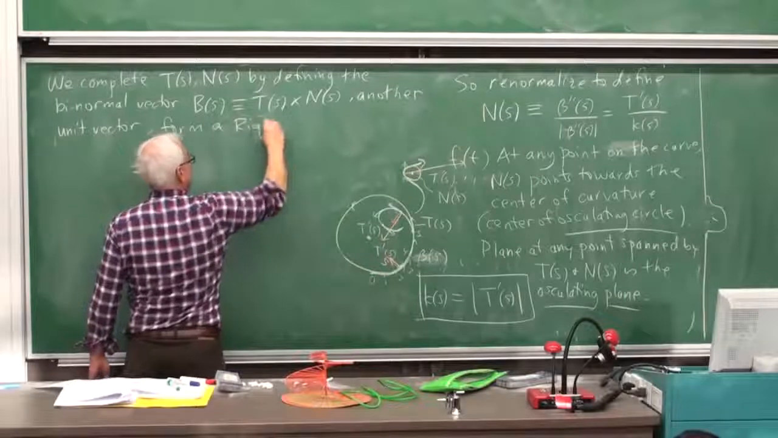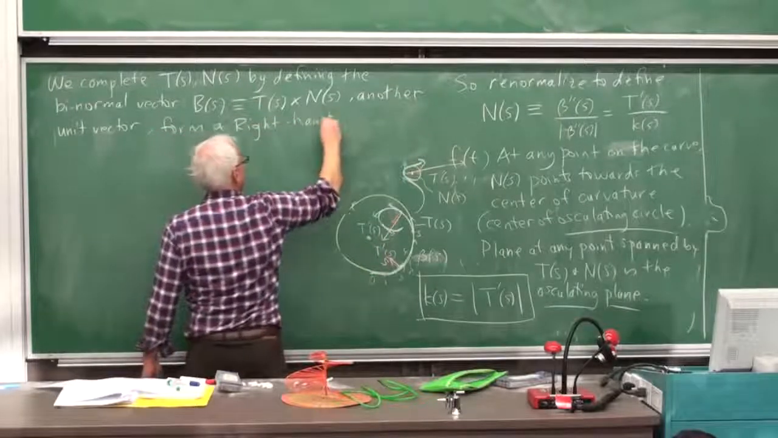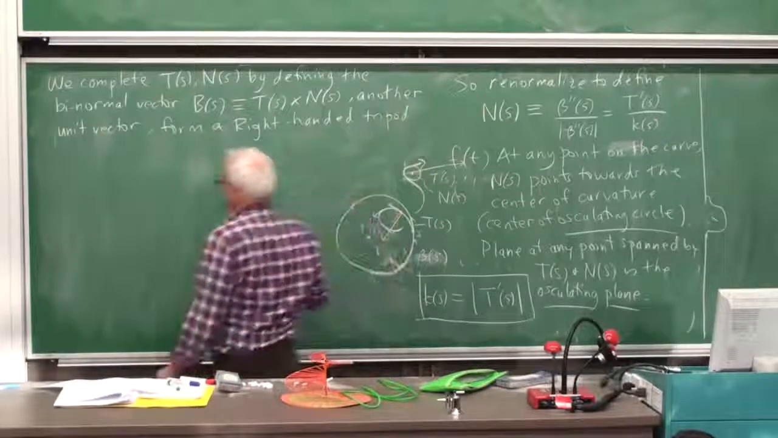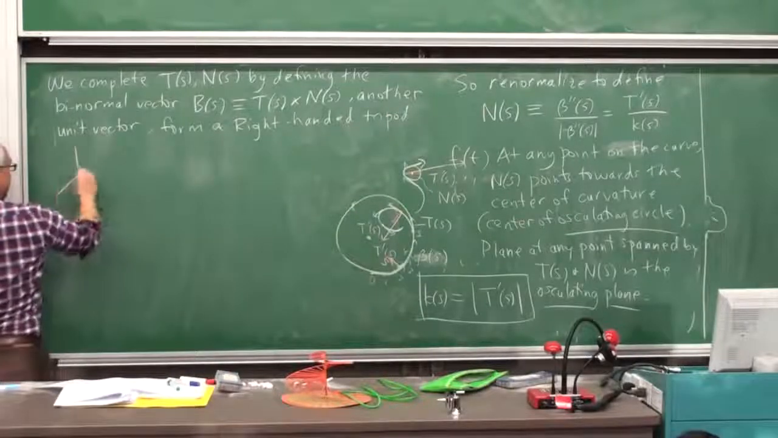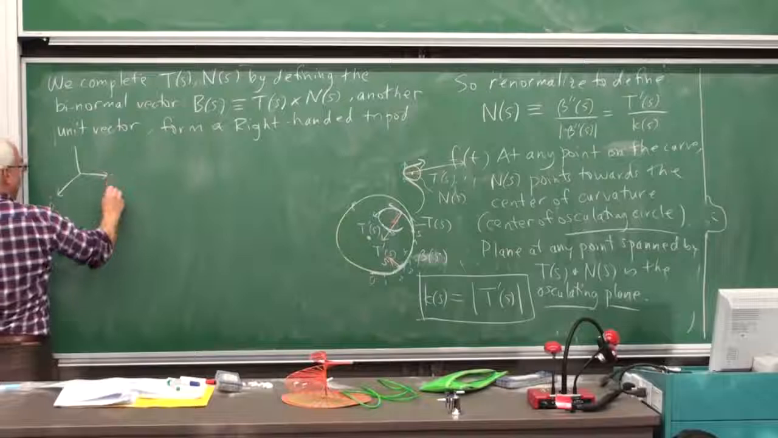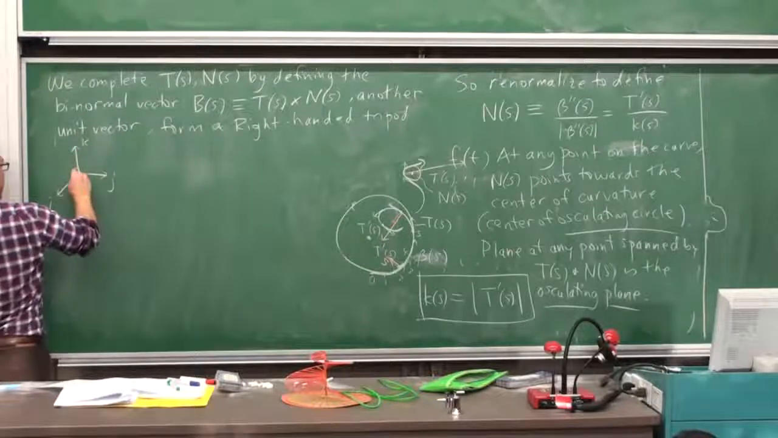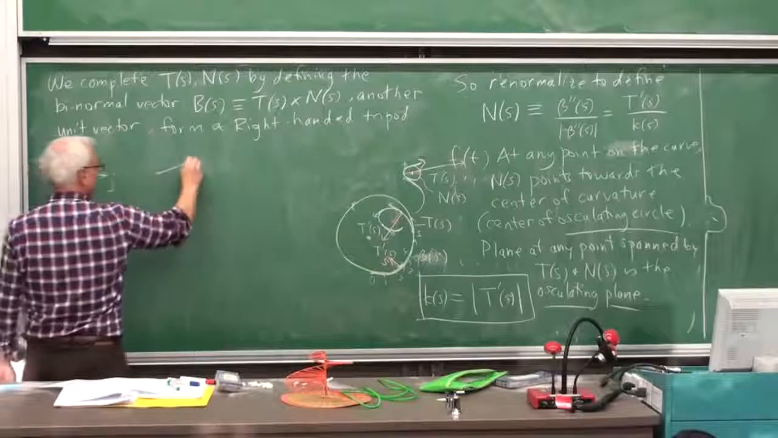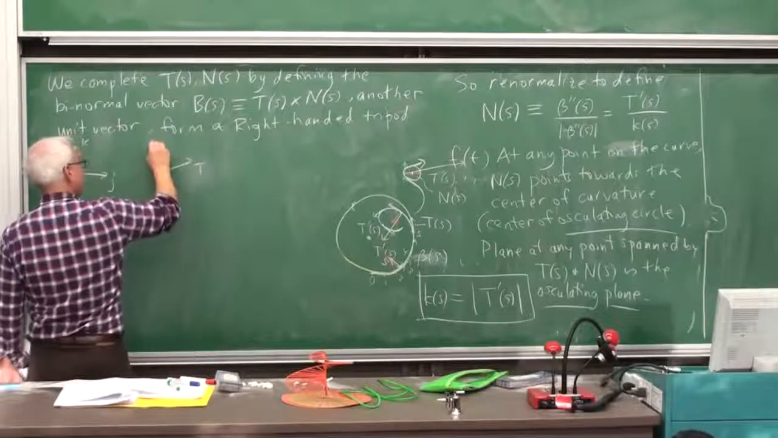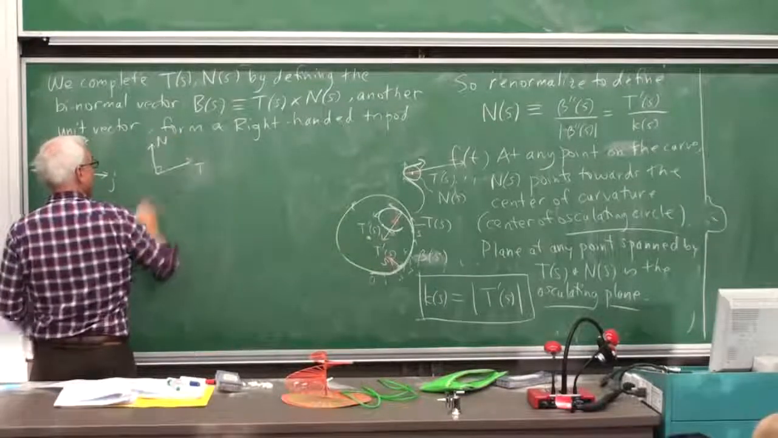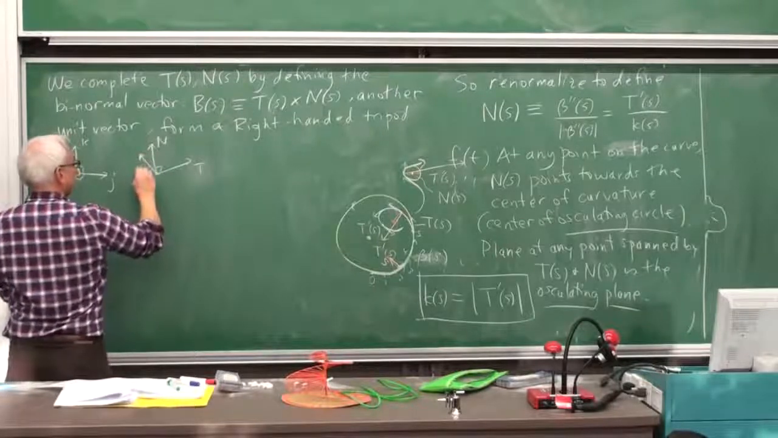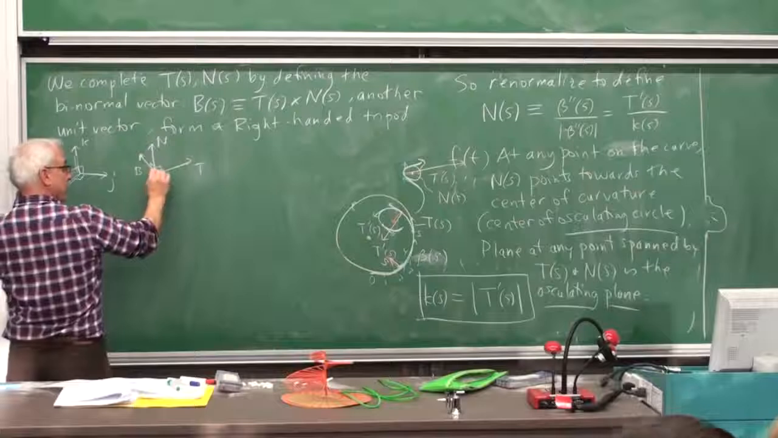Okay. So it's another unit vector, and they form a right-handed tripod, just like the i, j, and k of the usual basis vectors, but they can be sort of in any position. So there's a T in one position, an N in another position, and then the B would be coming out. Might do it like this, but that's supposed to be perpendicular to both of them.